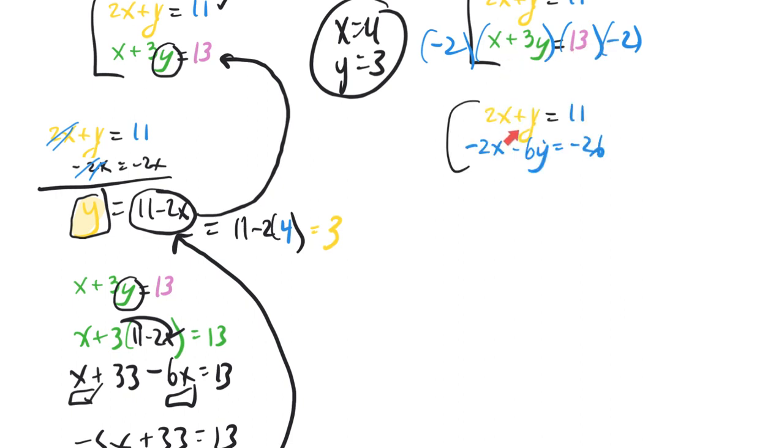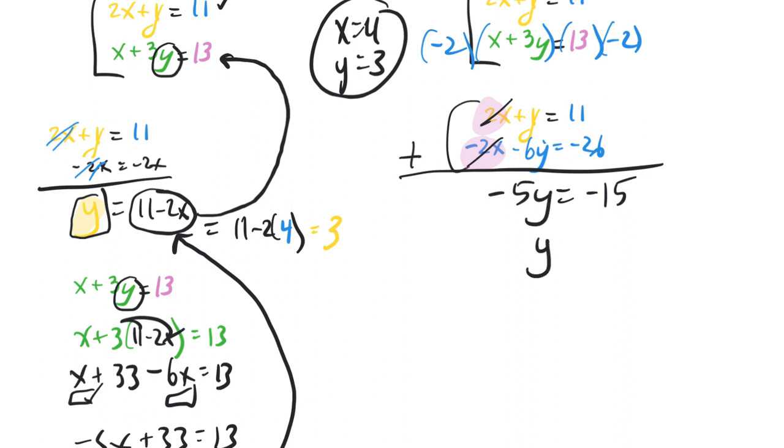This is our new system. The bottom equation changed by a factor of -2. And now that you've done this, notice these terms, if we added them together, would cancel out. They would be eliminated, and that's why this is called the elimination method. So on the right side, we have 11 plus negative 26 is negative 15. And on the left side, negative 2x and 2x is 0. Y and negative 6y is negative 5y. So when we divide both sides by negative 5, y is equal to 3.